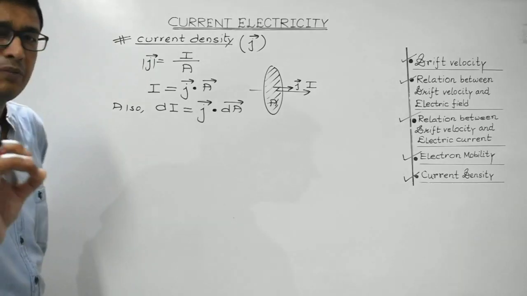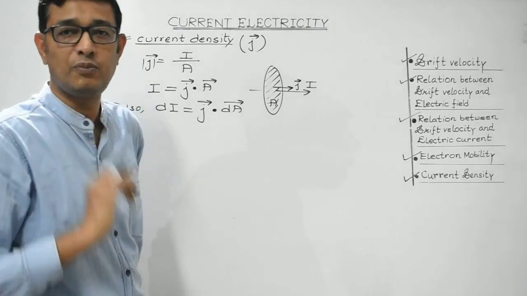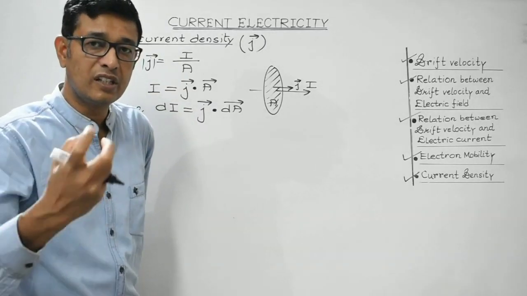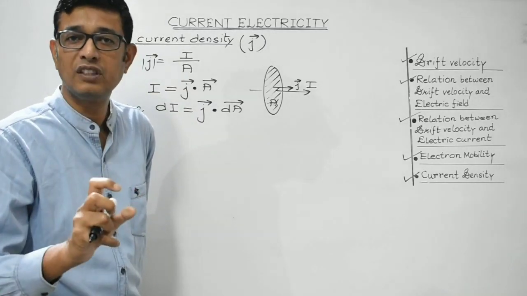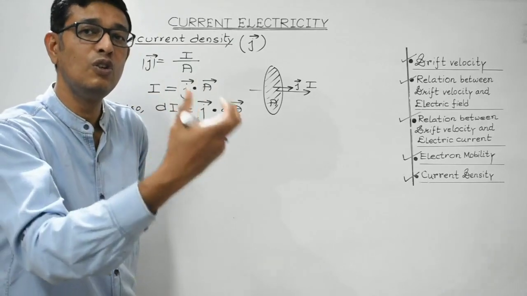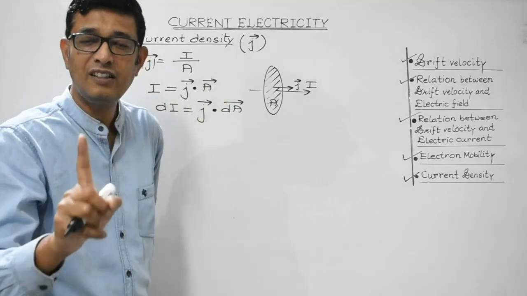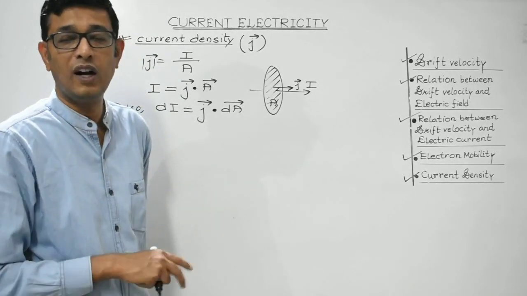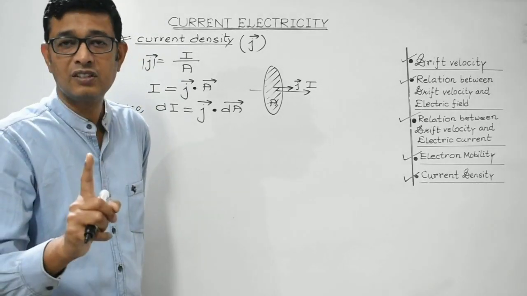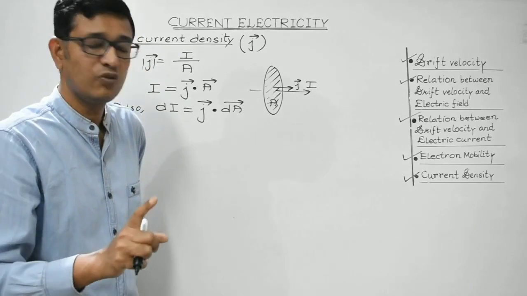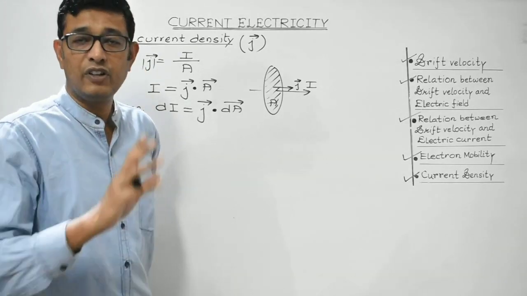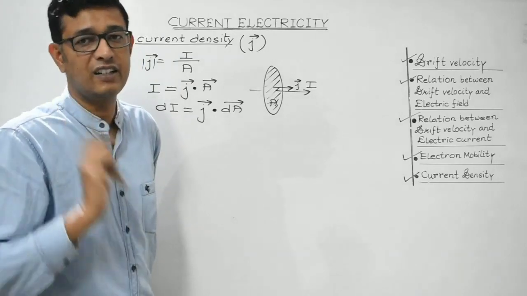So here I must state a very, very important point. Students, you are aware, although direction is associated with current, we are aware current flows in the direction from higher potential to lower potential, right? Still, current is treated as a scalar quantity. Why is it so? Because while adding currents, we make use of laws of algebraic addition, and we don't make use of laws of vector addition.